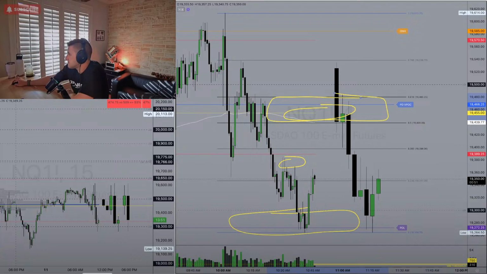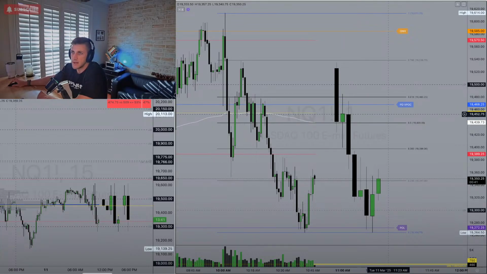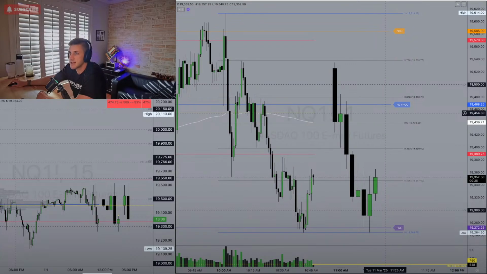All right, folks. Decent morning. Had a couple of decent setups on both sides. As of right now, no sustained action outside of the prior day's range, so we could still technically call this an inside day.